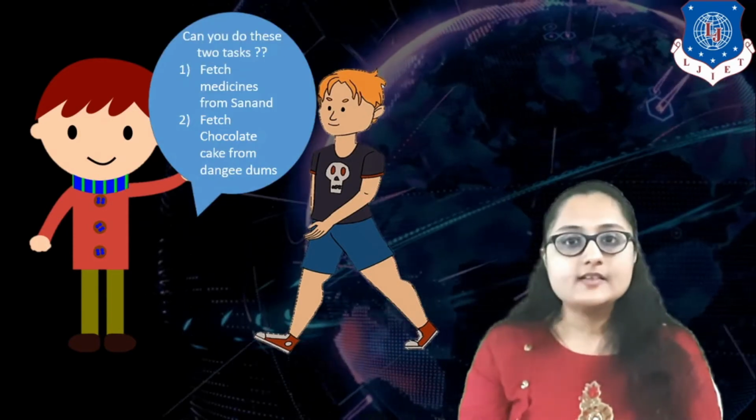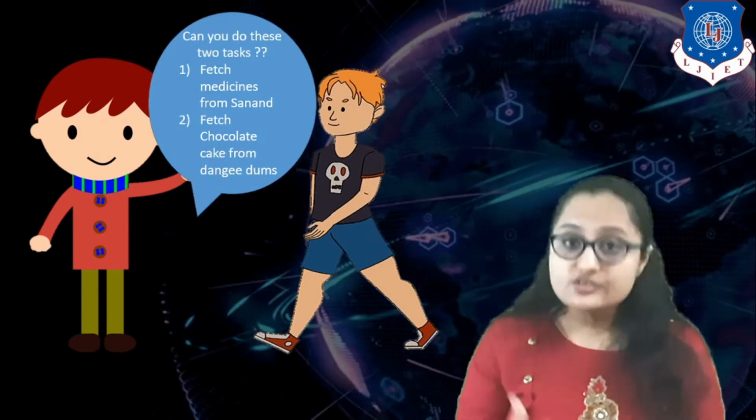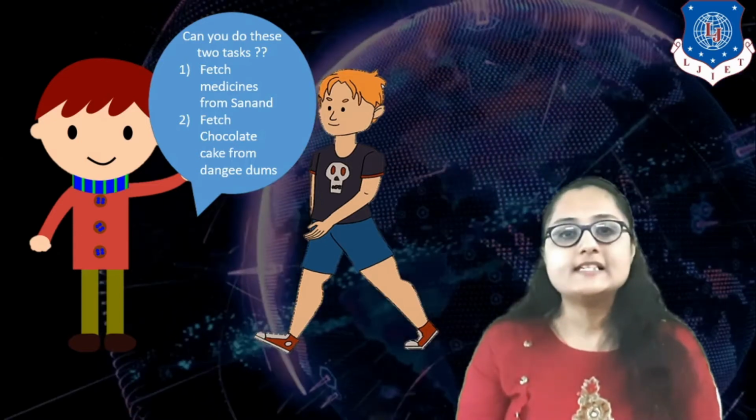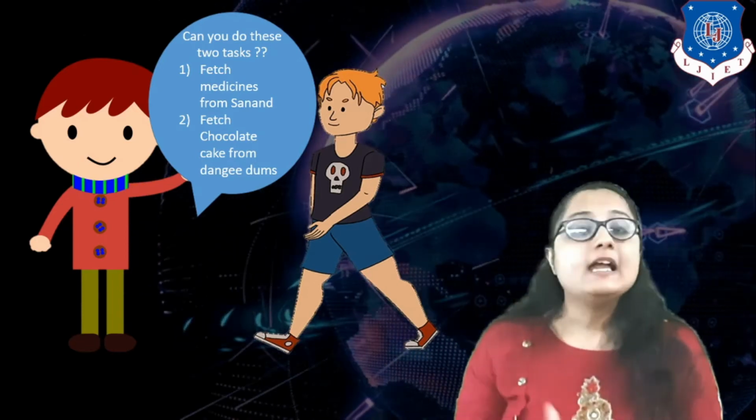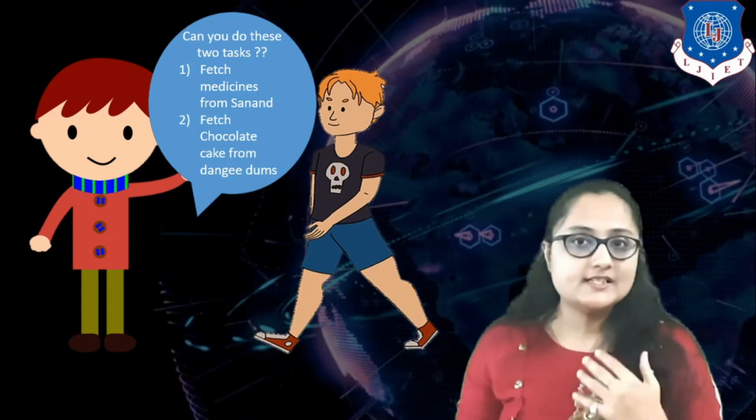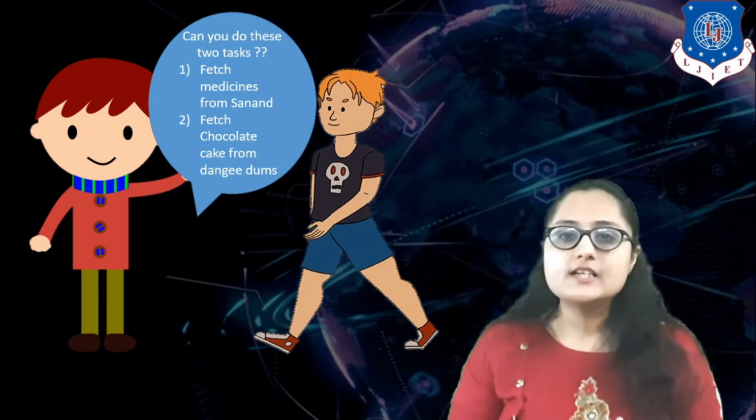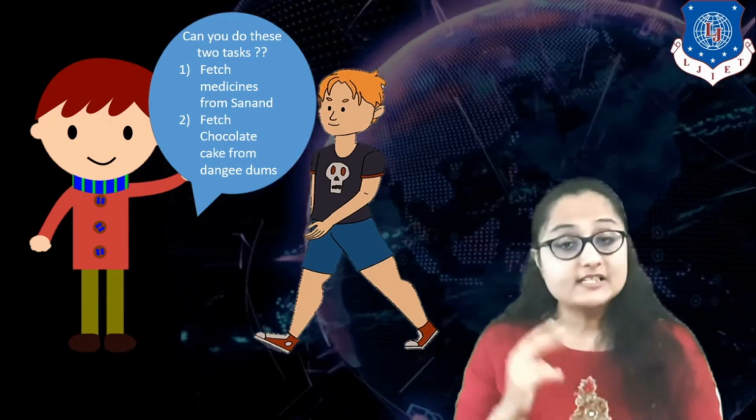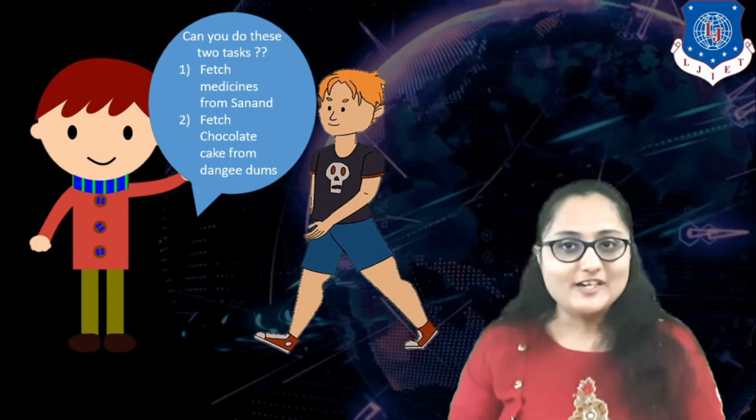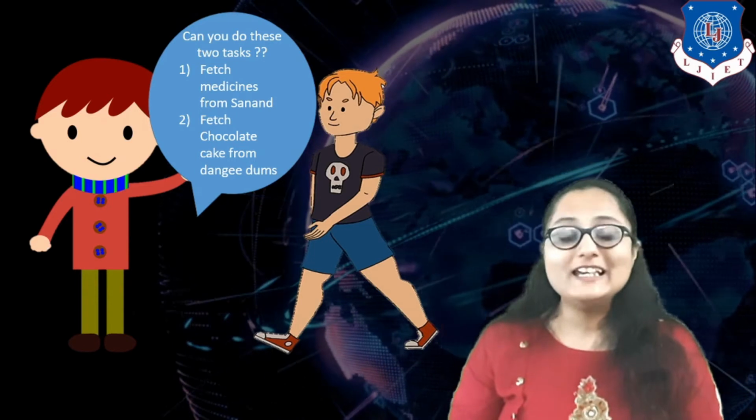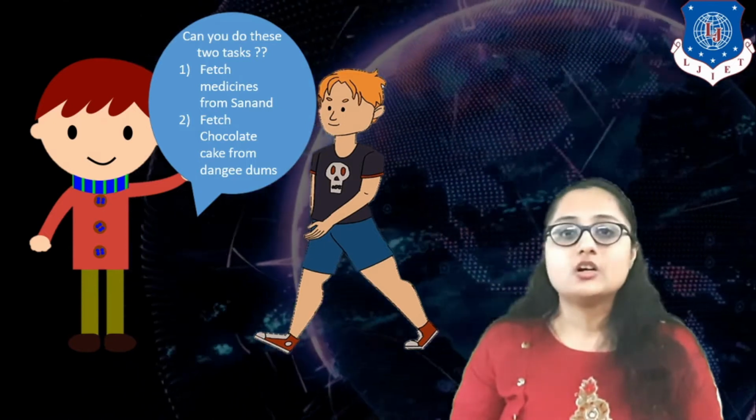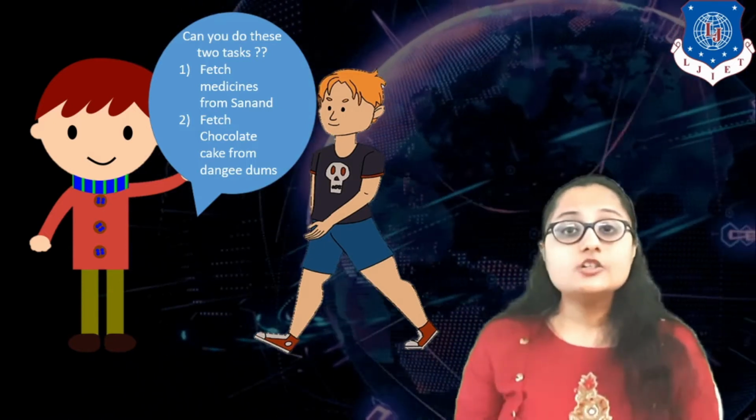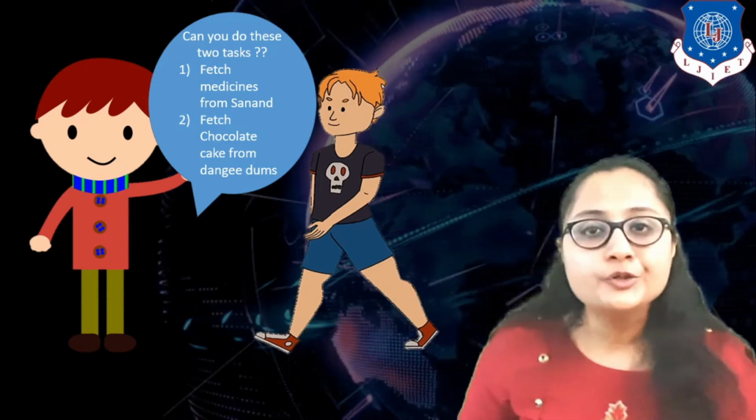So for example, this is you and you have two tasks to be completed. So you are asking your friend to complete this task. So what are the two tasks? You are telling your friend that can you do these two tasks. The first task is you have to fetch medicines from Sanand. So if you know that there is a nearby village called Sanand and your medicines are available in Sanand only. So you are telling your friend the first task is to fetch the medicines from Sanand. The second task is, because after taking medicines you are able to eat a cake. So you are telling your friend that after you come here you have to fetch a cake from Danjidams. Okay, so these are the two tasks that you are telling your friend to complete.